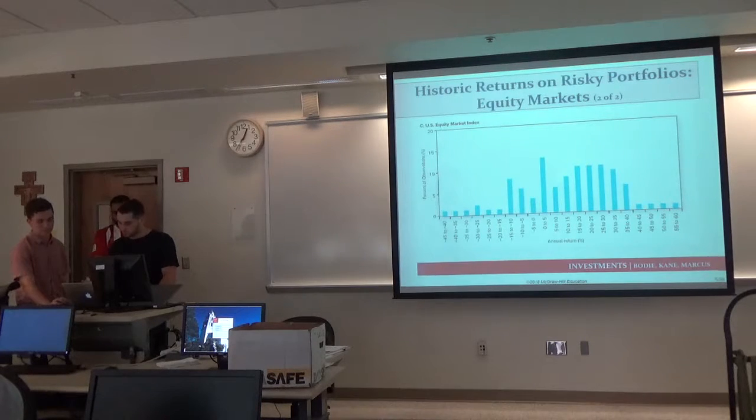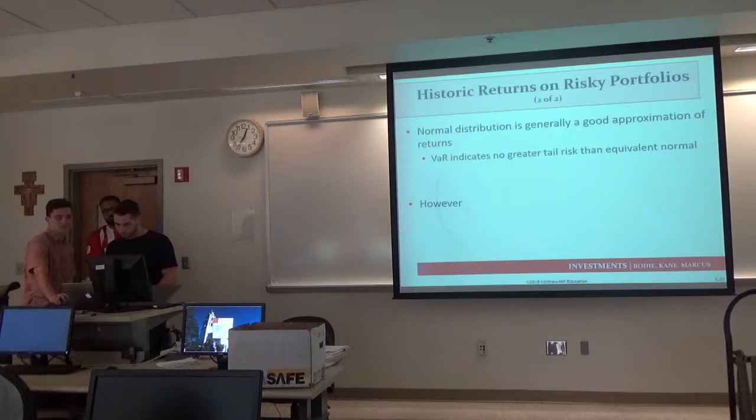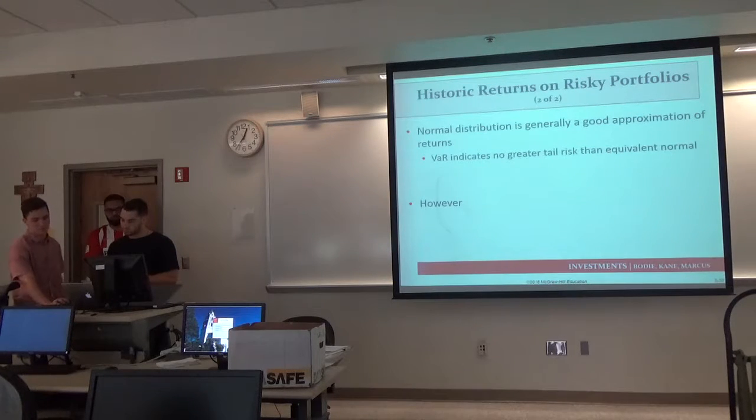This chart shows the annual returns based on percent of observations given. And then in historical returns of risky portfolios, normal distributions are generally a good approximation of returns, although negative skew is present in some portfolios, and positive kurtosis is present in all of them.